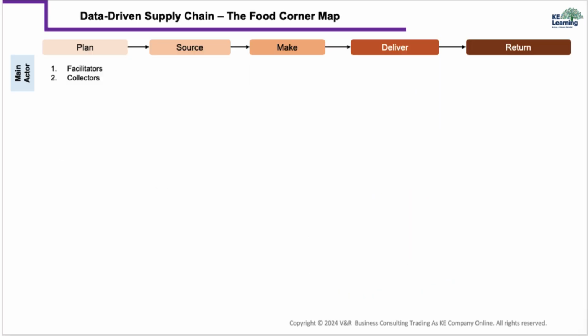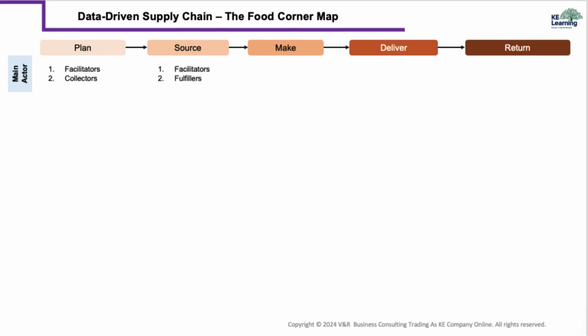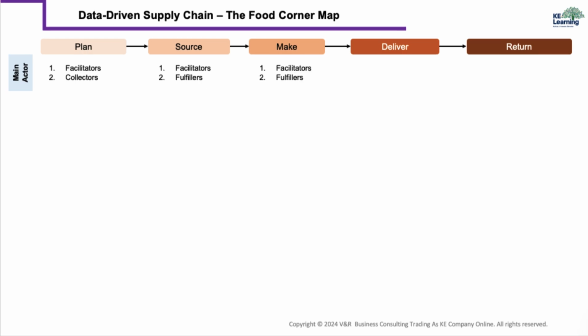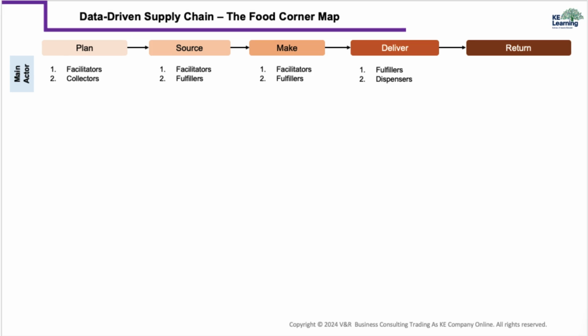Okay, so now let's get into the key activities of each process step, and outline how they are dealt with at the food corner, and see what data points are needed at each step, as we work towards our data-driven supply chain model.